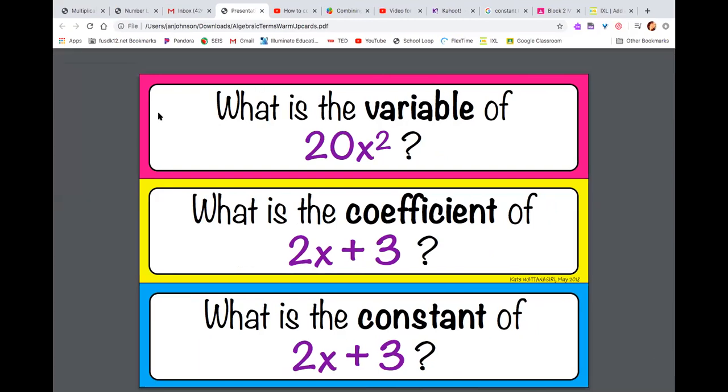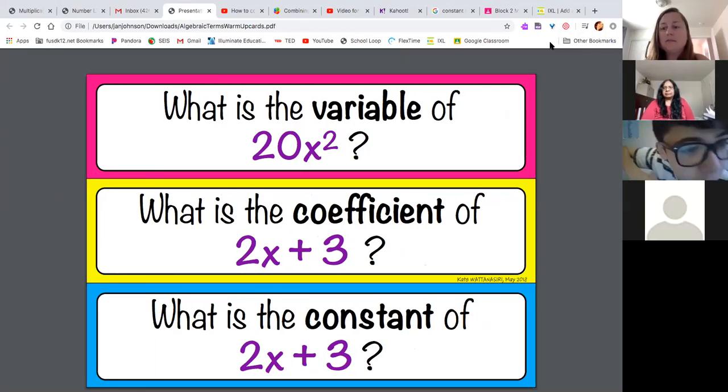Okay. So for today in math, we will be reviewing what coefficients are. We've been working with coefficients, but we haven't exactly started labeling them. But to be able to do the next step, which is combining like terms, which is what we will be learning about today, we need to understand what a coefficient is. Okay. Can someone tell me what a coefficient is?